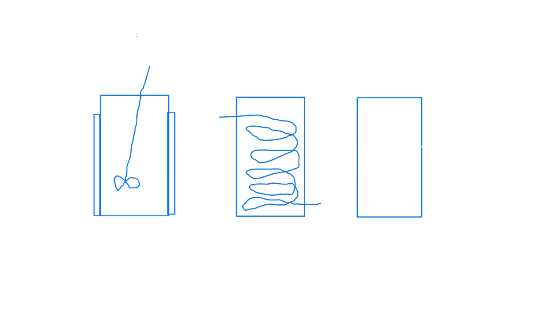But probably the better way, and this is the one that we showed in our example of making vinyl chloride monomer, is that we put in a heat exchanger and we recirculate through that heat exchanger.